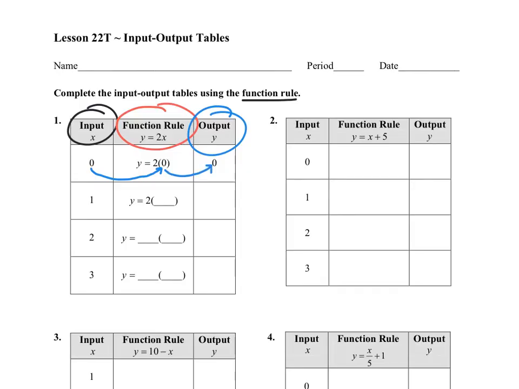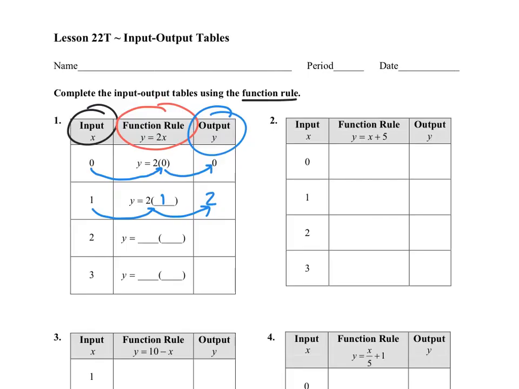The second value that they give you is 1. So we're going to go ahead and take 1 and substitute it in for x. And what's 2 times 1? 2 times 1 is 2. So that's the output or the y value. So when I put 1 in for x, I get a corresponding y value of 2 when I use this rule or this equation. Okay, let's take a look at the third one.